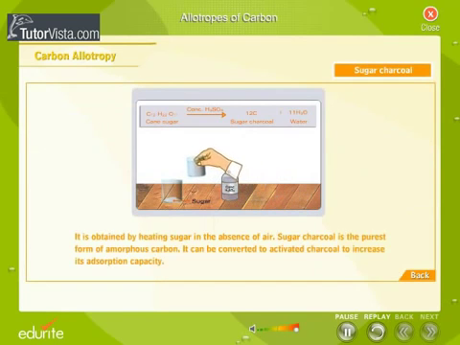Sugar charcoal. Sugar charcoal is obtained by heating sugar in the absence of air. Sugar charcoal is the purest form of amorphous carbon. It can be converted to activated charcoal to increase its adsorption capacity.